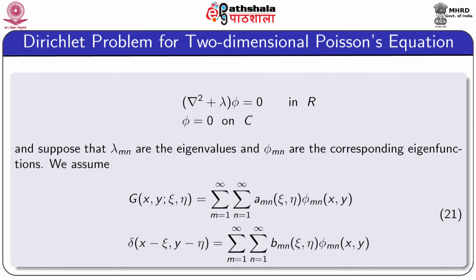And we also assume that the Green's function of this problem can be written as a linear combination of the eigenfunctions phi mn. So, G is written as sum over m, sum over n, Amn, which is a function of xi, eta, into phi mn of x, y. We also assume the expansion of delta as a linear combination of the eigenfunctions phi mn. So, delta equals sum over m, sum over n, Bmn, which is a function of xi and eta, into phi mn.